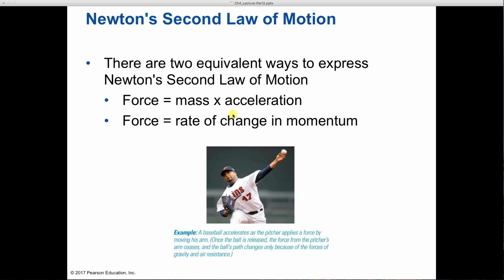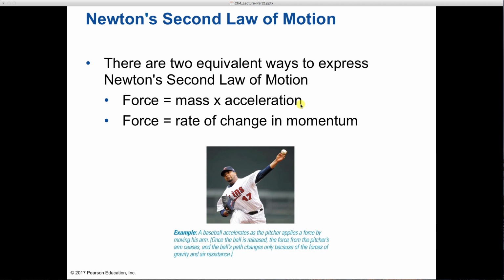Newton's second law is actually an equation. It tells you what happens when you have a net force. It says that the net force, the total force acting on an object, is equal to the mass of the object times the acceleration. And the acceleration is a change in velocity.